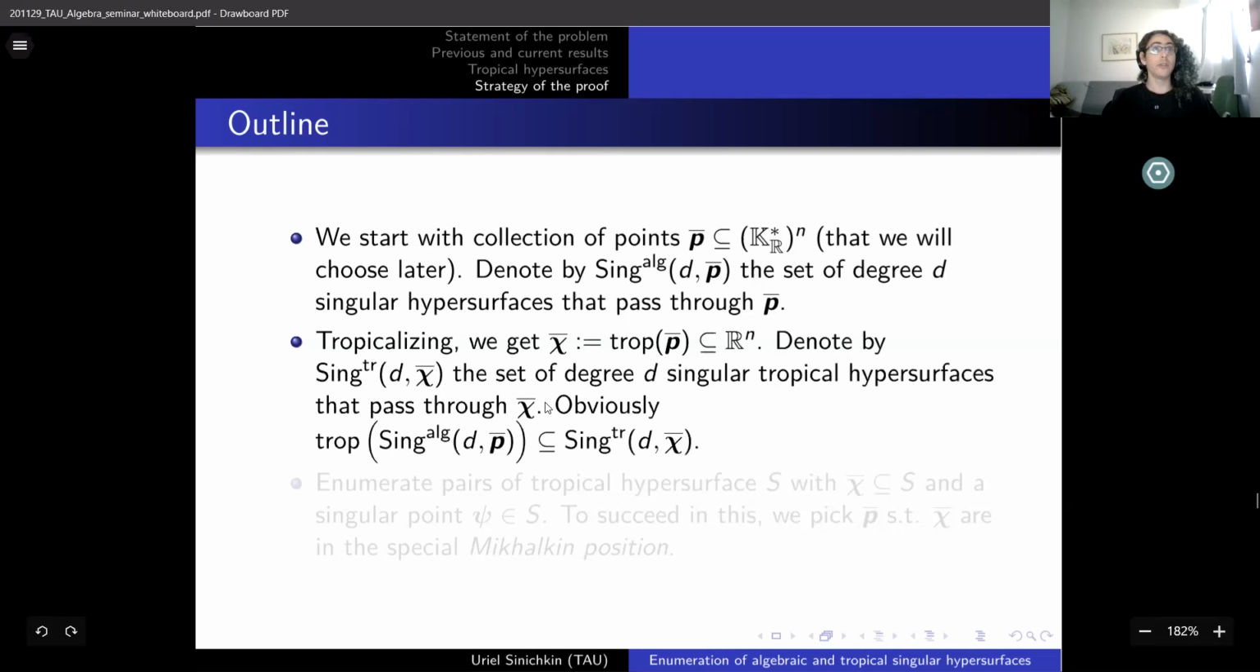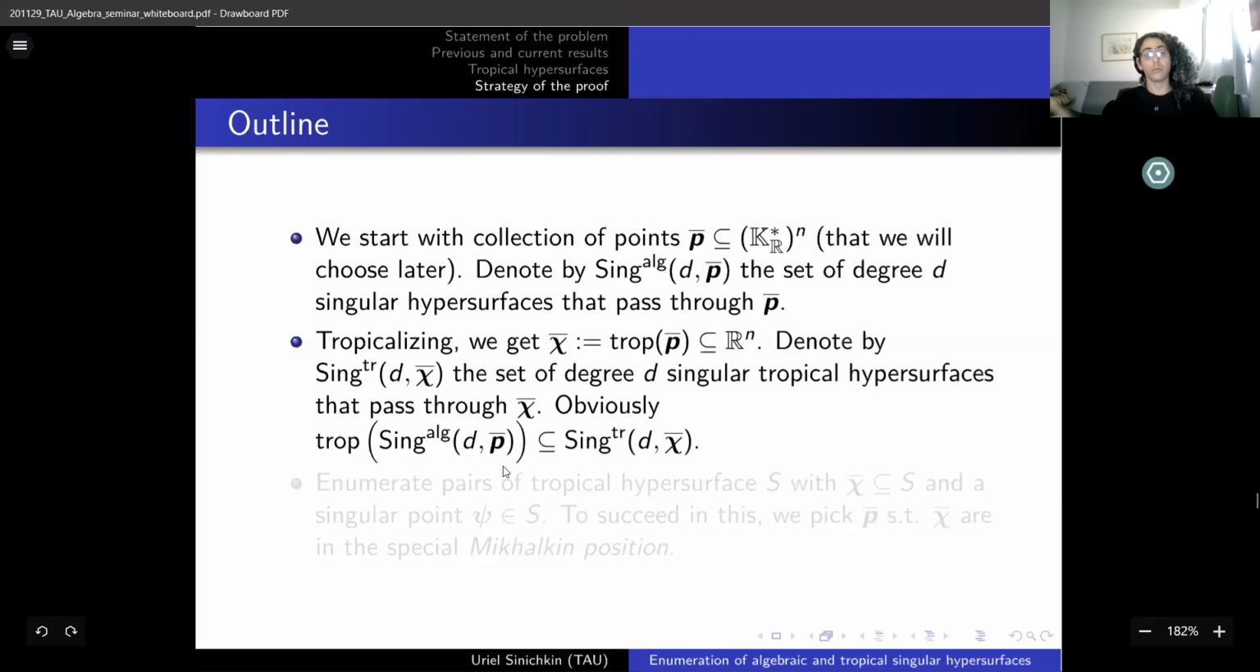And it's obvious by the definitions that tropicalizing a singular algebraic hypersurface gets us a singular tropical hypersurface through those points. So we have the inclusion. We want to enumerate this and say what's the size of this, and instead we will enumerate this. As outlined for the uninodal problem, the multinodal is very similar but with more details. So we will enumerate this instead, and then from this understand this. Actually no equality here, but it doesn't really matter.